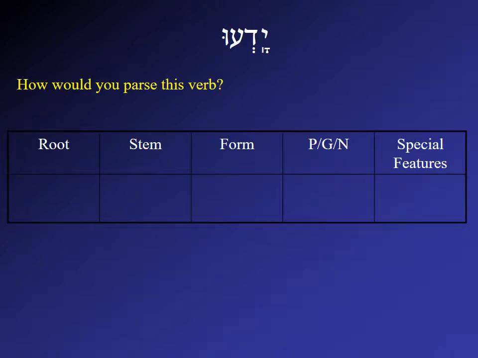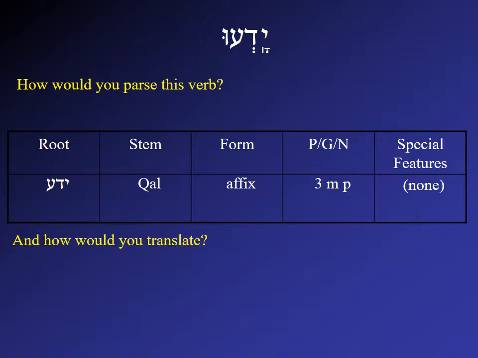Okay, let's begin with our verb, yad'u. This should be familiar to us from Lesson 8. This is, of course, the root yada in the kal. We notice that the qamets there is the characteristic vowel of the kal affix. So we have here kal affix. We notice our shureq at the end of this word indicates third masculine plural form, and we have no special features. So our verb yad'u, kal affix, third masculine plural of the root yod, dalet, ayin.